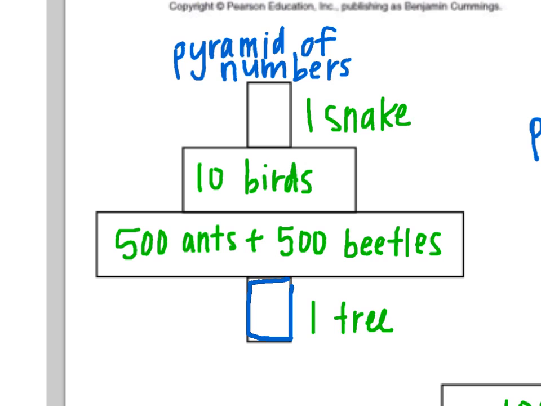In our next trophic level, that's our primary consumers, we have all the things that eat the tree. And so here we have 500 ants and 500 beetles, so that's 1,000 total. So we make a wide box to represent that 1,000. In the next trophic level, we have our secondary consumers, which happen to be birds. Birds are going to eat the ants and the beetles. There are only 10 of them in our ecosystem. And then up at the top, we have the snake. We have one snake that lives in the tree, and it eats the birds. So this is our pyramid of numbers. Make sure that the width of the boxes represents how many organisms you have.